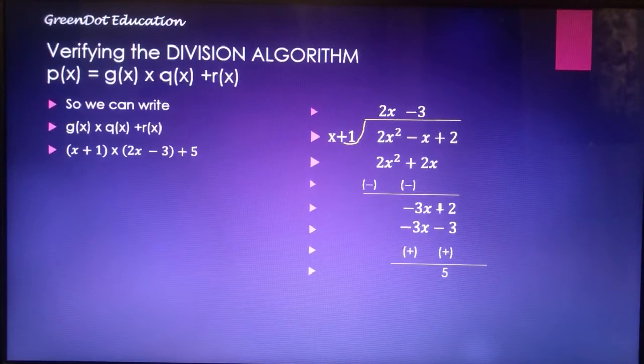So writing these terms, that is x plus 1, that is our g(x) divisor, q(x) is our quotient polynomial, and r(x) is our remainder term. So when we multiply x with 2x, we get 2x squared. Then again multiplying 1 with this 2x, we get plus 2x. Now this x is multiplied with minus 3, so we get x into minus 3 gives us minus 3x, and when we multiply this one with minus 3, we get minus 3, and the remainder term, that is plus 5.